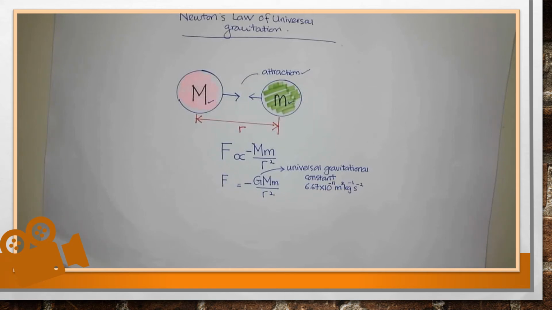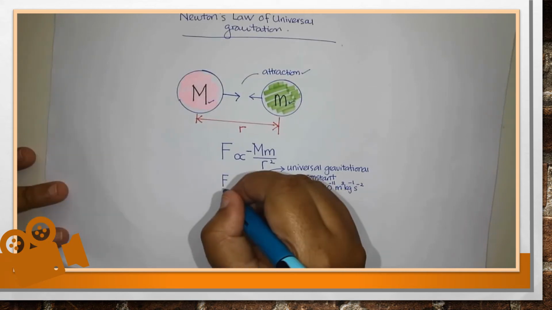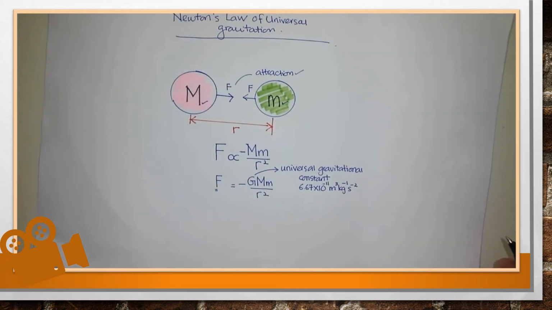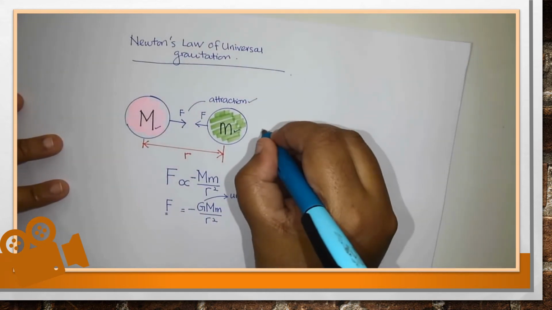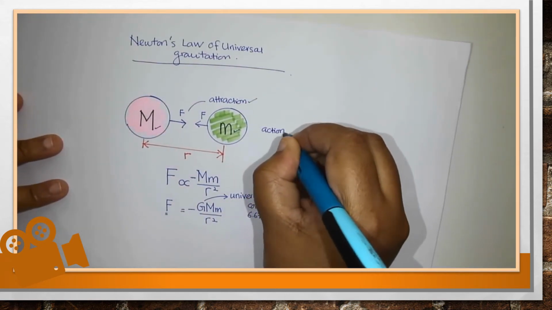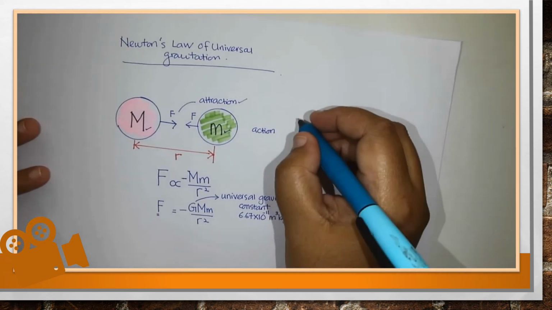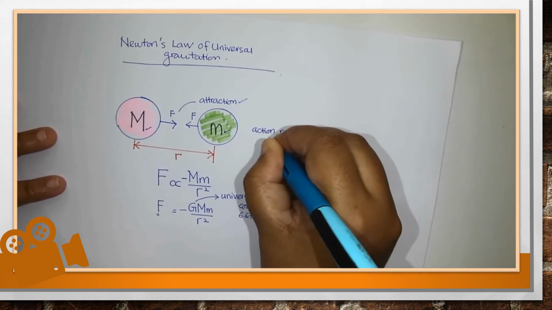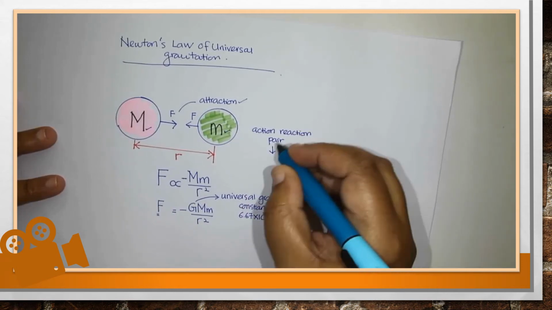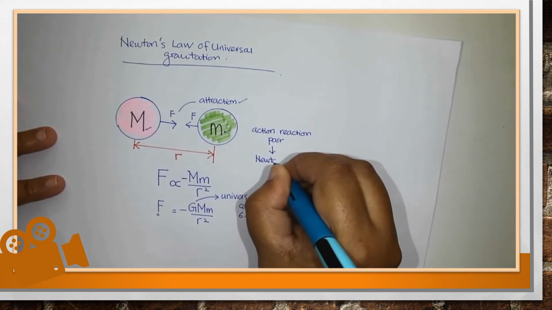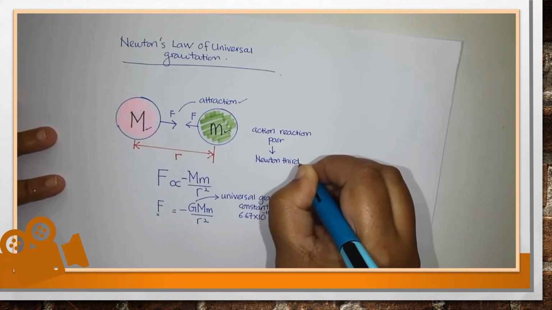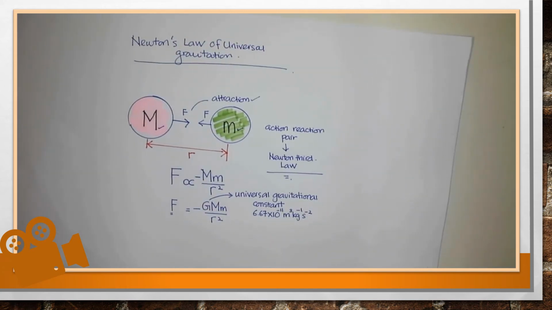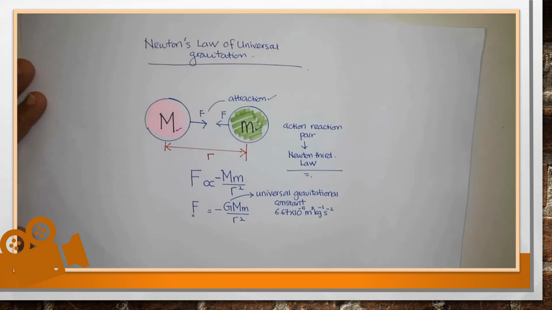The gravitational force, F, between two bodies forms an action and reaction pair, which satisfies Newton's third law.